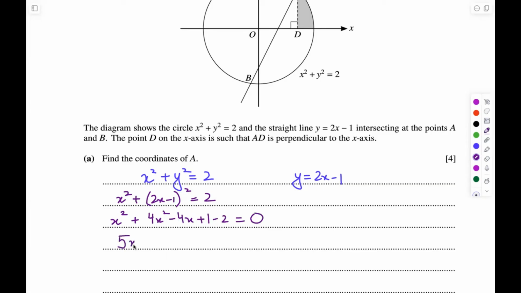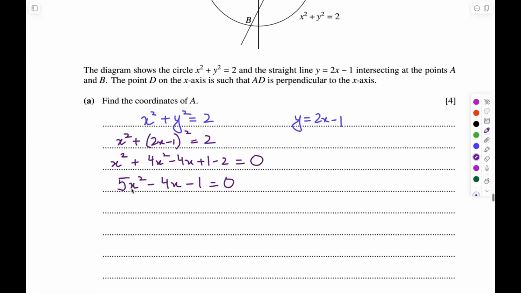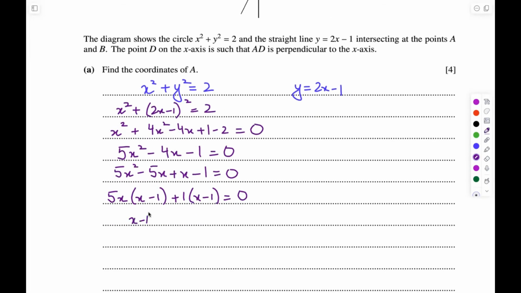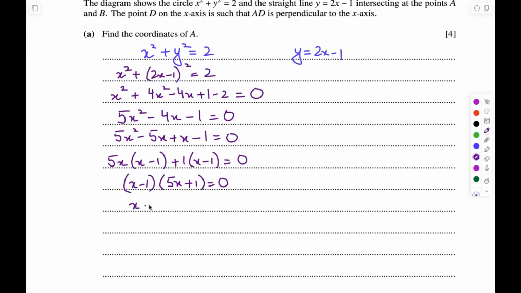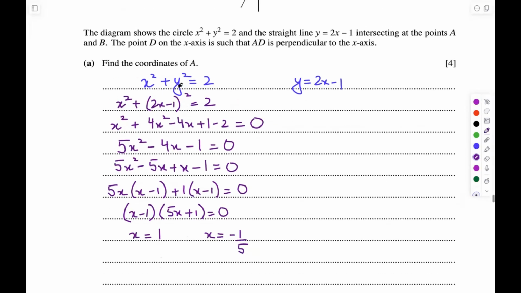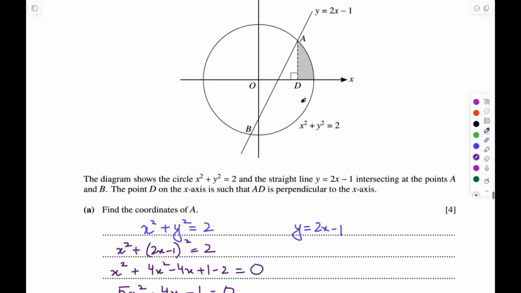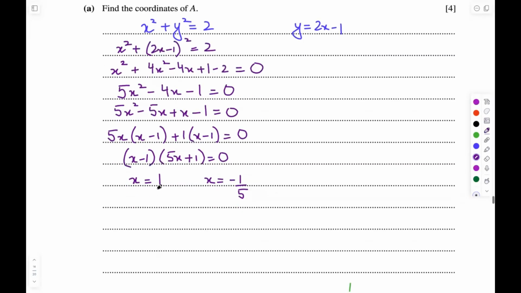4x squared plus x squared is 5x squared, minus 4x, and plus 1 minus 2 is minus 1, equals 0. Now factorizing the quadratic equation, we'll get 5x squared minus 5x plus x minus 1 equals 0. Taking 5x common, this will become x minus 1, and taking 1 common, this will become x minus 1 equals 0. Simplifying, taking x minus 1 common, we'll get (x minus 1)(5x plus 1) equals 0. So the two values of x will be x equals 1 and x equals minus 1 upon 5. Now, as we are trying to find the coordinates of A, and A is on the positive side of the x-axis, it means the x coordinate for A will be 1.